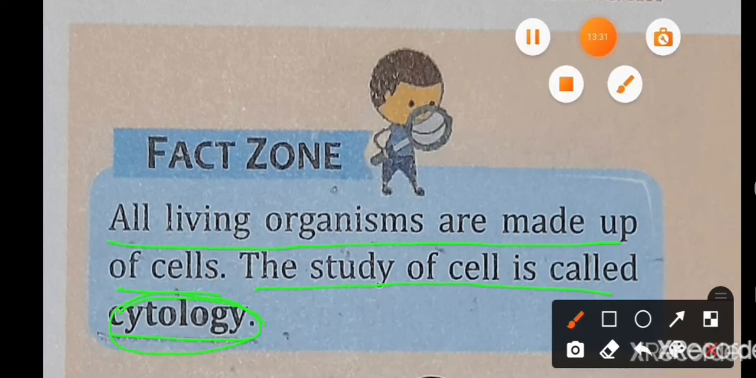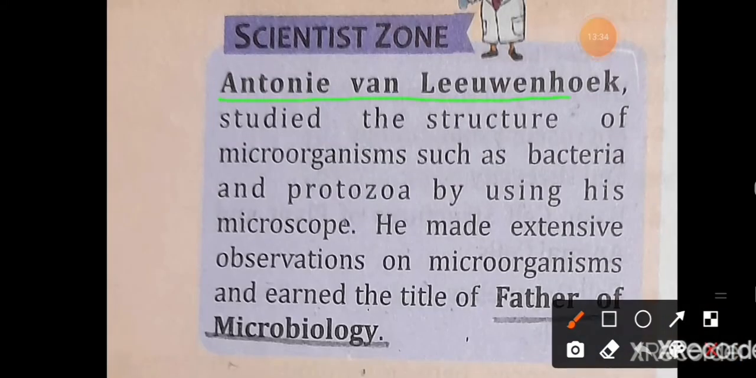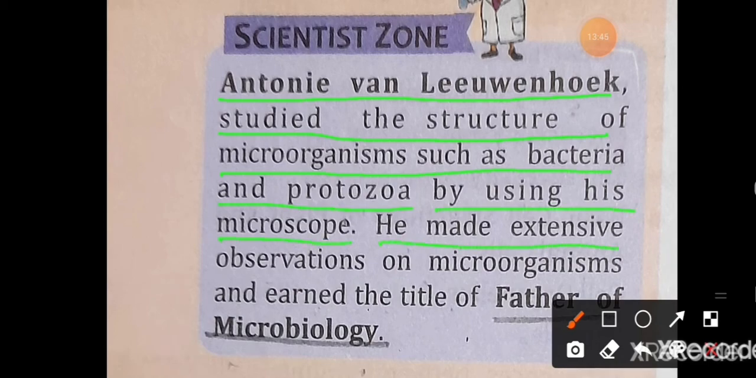Antony van Leeuwenhoek studied the structure of microorganisms such as bacteria and protozoa by using his microscope. He made extensive observations on microorganisms and earned the title of Father of Microbiology. That's why he is called the father of microbiology.